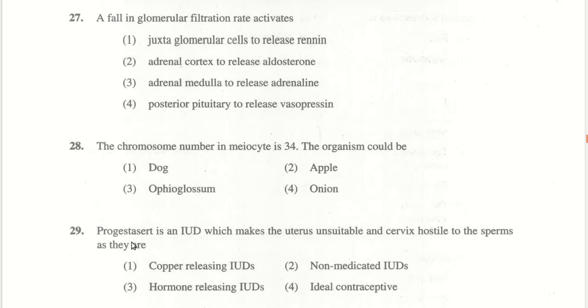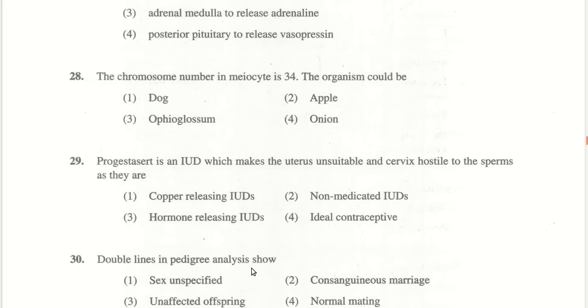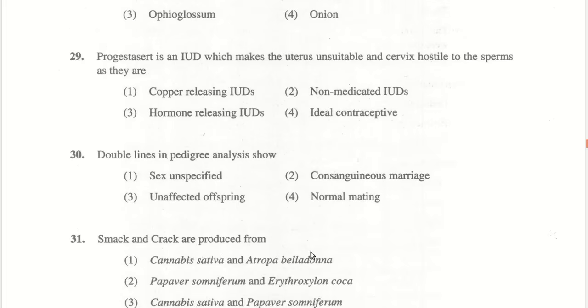29th, progesterone is an IUD which makes the uterus unsuitable and the cervix hostile to sperms. So the 29th answer is hormone releasing intrauterine devices. That is the answer for 29th. Double lines in pedigree analysis show consanguineous marriages, that is, marriage between close relatives. So double lines show consanguineous marriages.